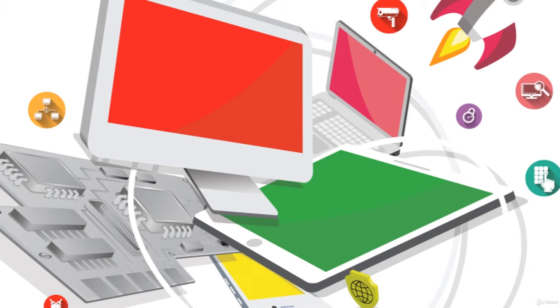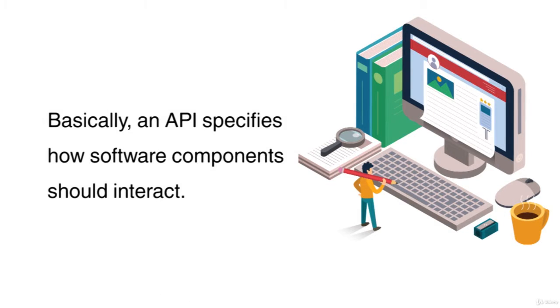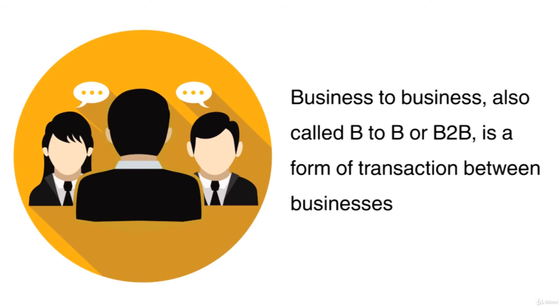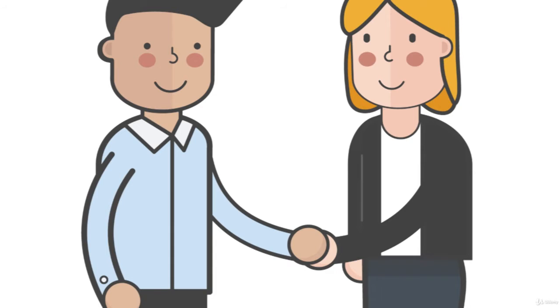An application program interface is a set of routines, protocols, and tools for building software applications. Basically, an API specifies how software components should interact. Business to business is also called B2B. It's a form of transaction between businesses, such as one involving a manufacturer and a wholesaler, or a wholesaler and a retailer.